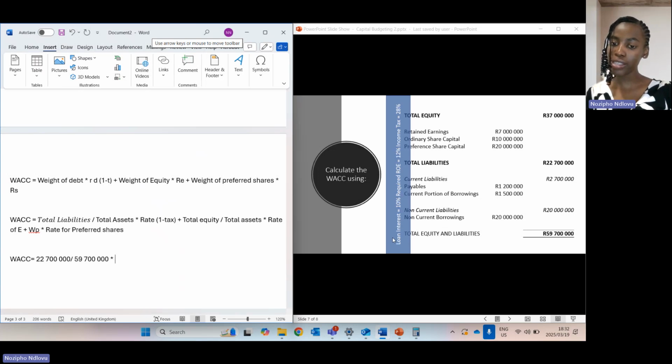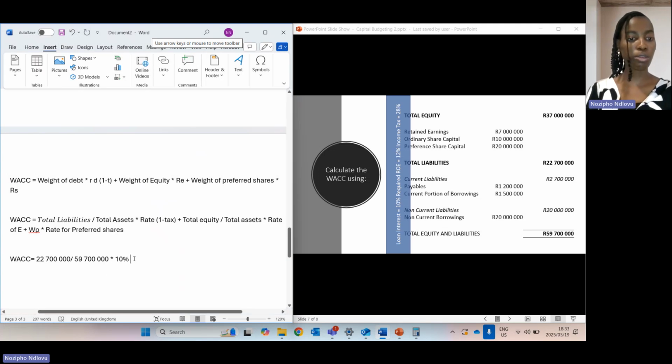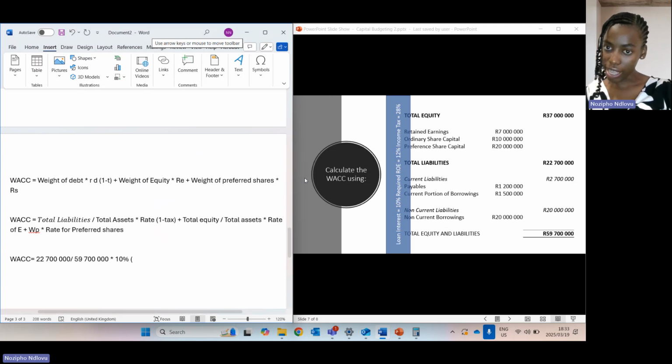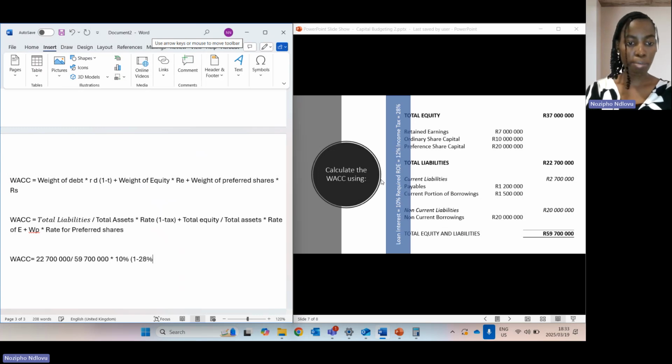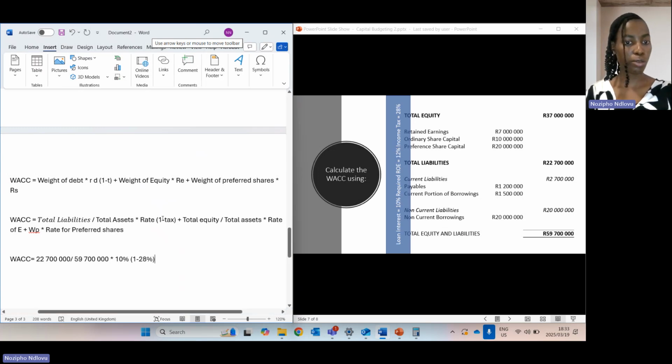So how much are you expected to pay back when it comes to this particular debt? You have it here. The loan interest is 10%. So you can have it as a percentage if you choose. Please do not forget to put the percentage when you're doing the calculations. Then do we have taxes here? Yes, we do have income tax that is associated. So we're going to have 1 minus 28%, because remember our formula says 1 minus the tax. I hope we're still on the same page.